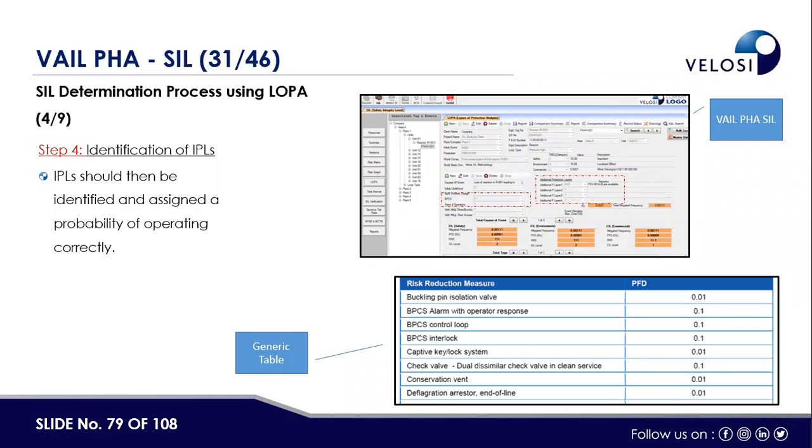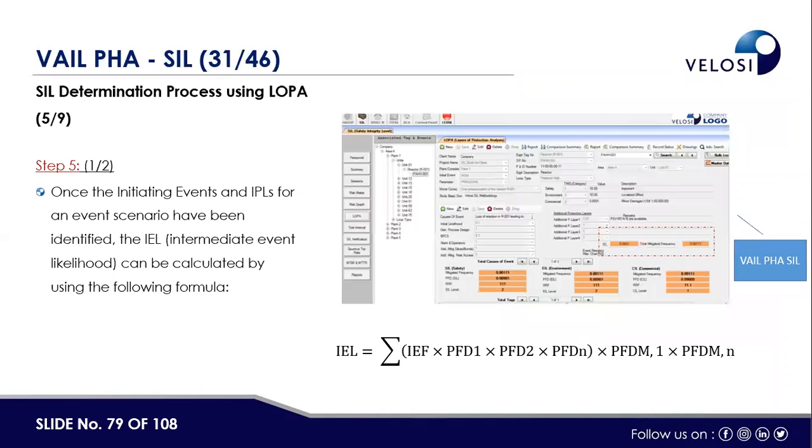So this is step number 4. We have identified the SIF, we have set our target value, we have listed all our initiating events, and we have assigned their values. Then we have identified our independent protection layers from the HAZOP as well, keeping in mind the criteria we have to follow for taking safeguards as IPLs, because not all safeguards are independent protection layers which can be credited in LOPA.